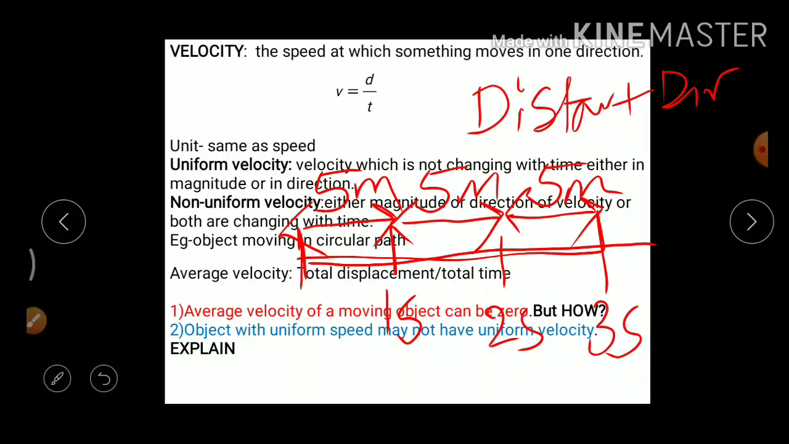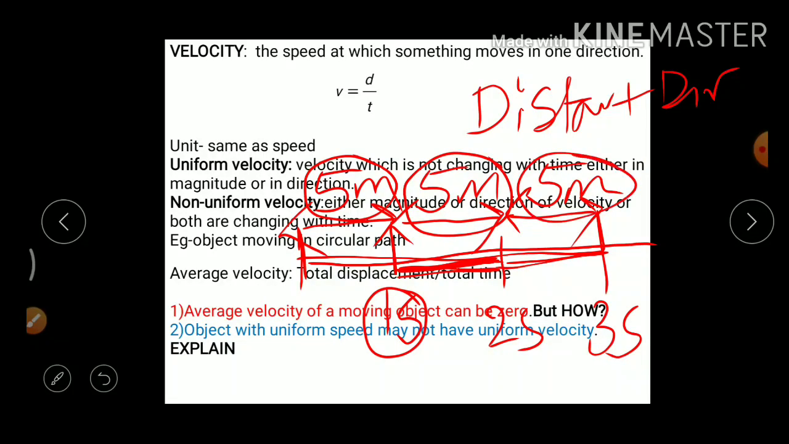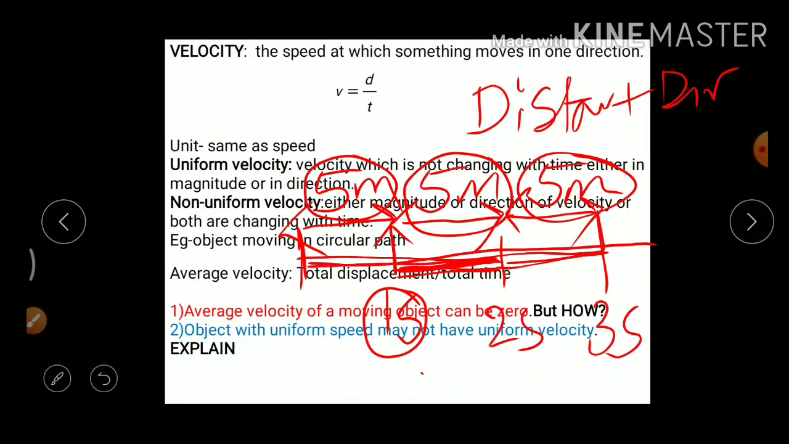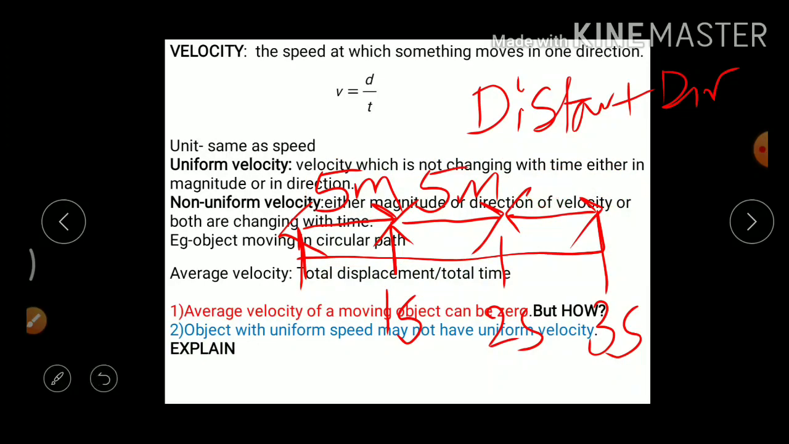Why uniform velocity? Because it is covering equal distance in equal intervals of time. That means in 1 second it is covering 5 meters, and in the next 1 second also 5 meters. That means it is covering equal distance in equal intervals of time, and also in the same direction, which we can call the east direction. So it is a case of uniform velocity. Now, what is non-uniform velocity?